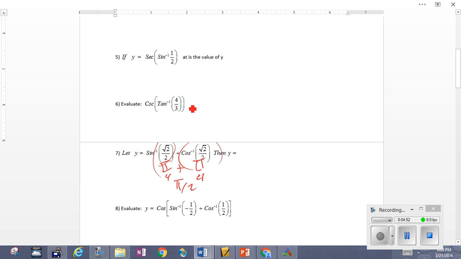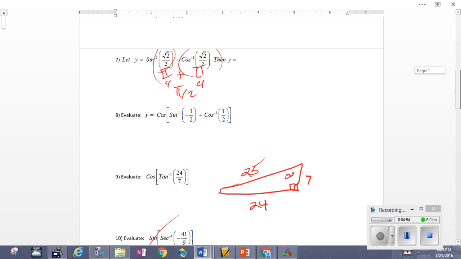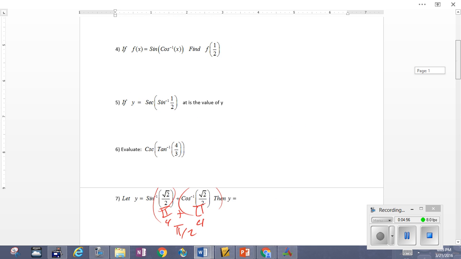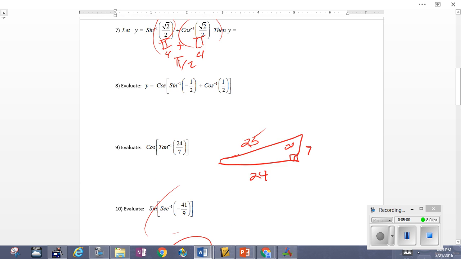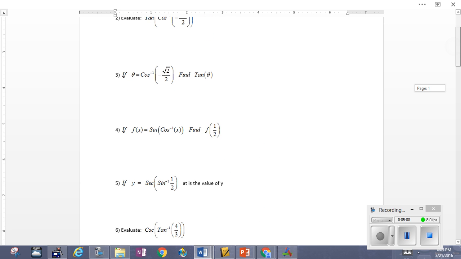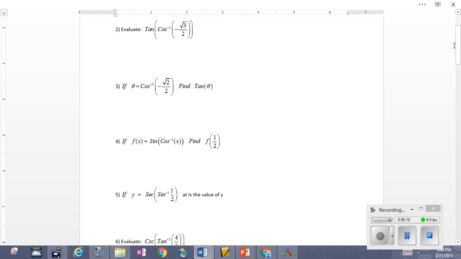The tangent inverse of 4/3 is reminiscent of what we did with the right triangle, and subsequently find a cosecant. So let's go up to these first couple, which maybe I should have put last, but it makes no difference.